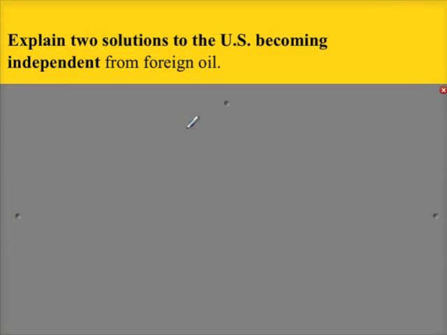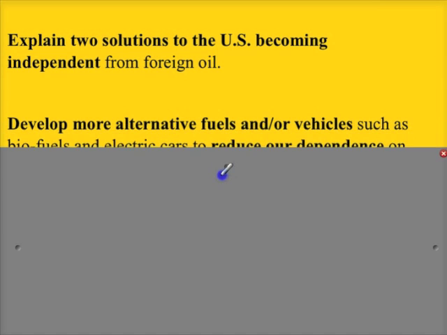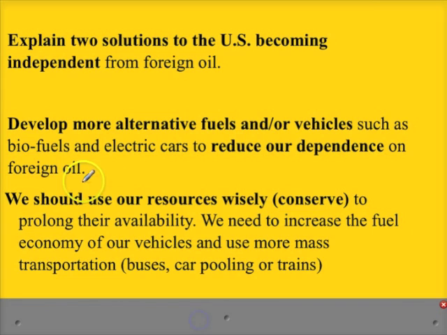Explain 2 solutions to the U.S. becoming independent from foreign oil. And some of you gave topics on biofuels such as biodiesel. Some of you talked about hybrids, which is a type of electric car that also uses gasoline as well. So we need to develop more alternative fuels and/or vehicles such as biofuels and electric cars to reduce our dependence on foreign oil. And we should use our resources wisely.